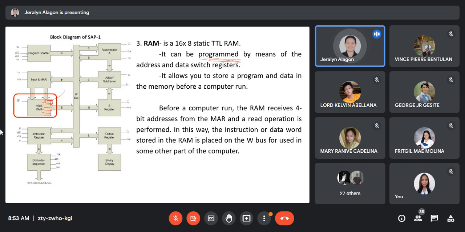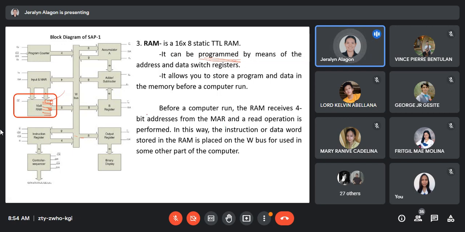So you can store that data in the RAM. Before a computer runs, the RAM receives a 4-bit address from the MAR. We just mentioned it, the address, no? 4-bit here in the MAR. And a read operation is performed. It's not obvious, but it is read, class, because that address can represent an instruction or it can represent the data itself.